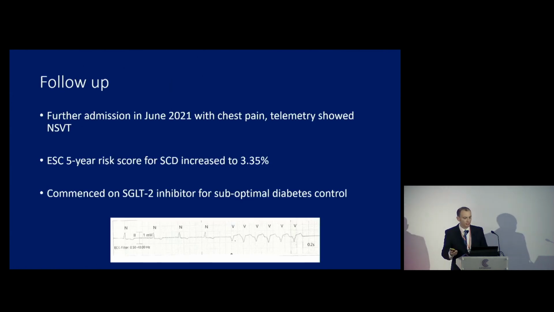So he had a further admission in June 2021 with chest pain, and at this point, a period of telemetry showed an episode of non-sustained VT. And with this, his ESC risk score increased to 3.35%, and he was commenced on an SGLT2 inhibitor because of his poor diabetic control.